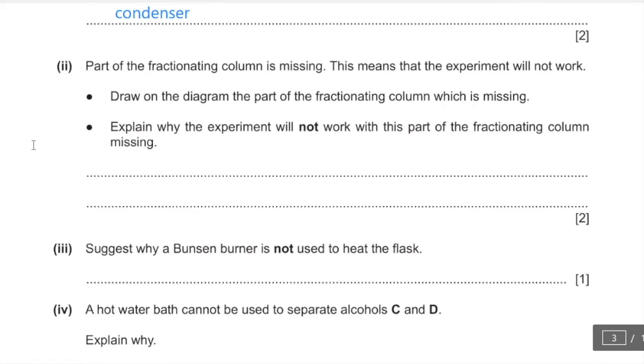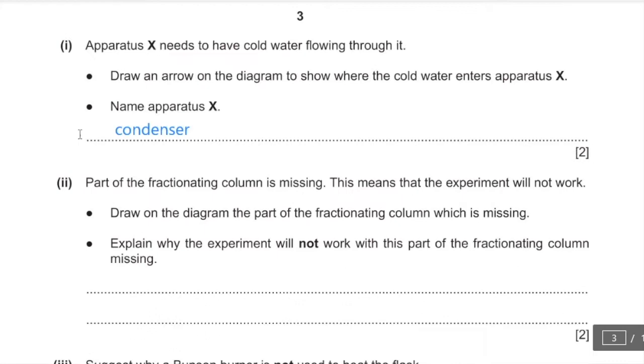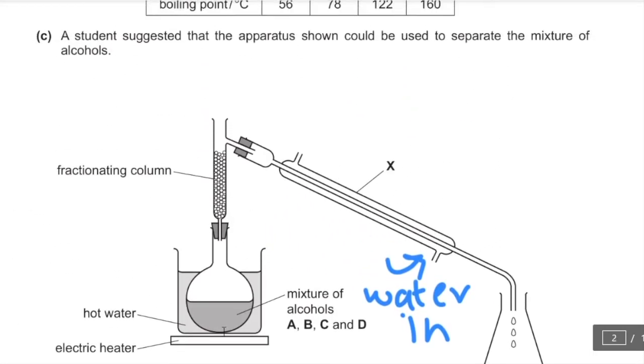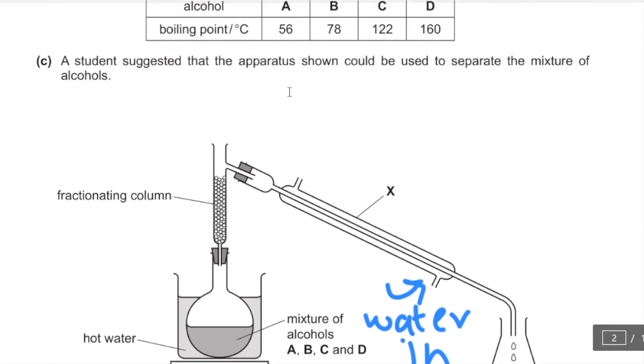2. Part of the fractionating column is missing. This means that the experiment will not work. Draw on the diagram the part of the fractionating column which is missing. Alright, so basically what is happening over here is we heat the mixture of alcohols up to the point of their boiling points. The lowest boiling point over here is 56. That means the first alcohol that vaporizes is the one at 56, and then it is converted from its vapor form into its liquid form in the condenser over here.